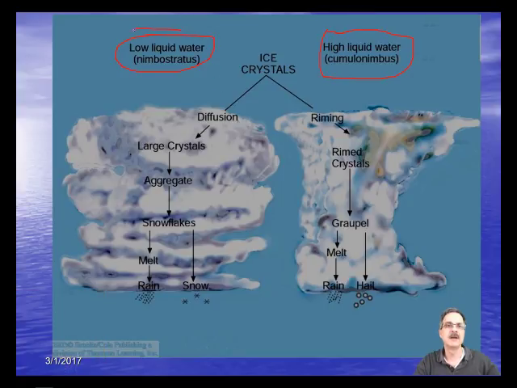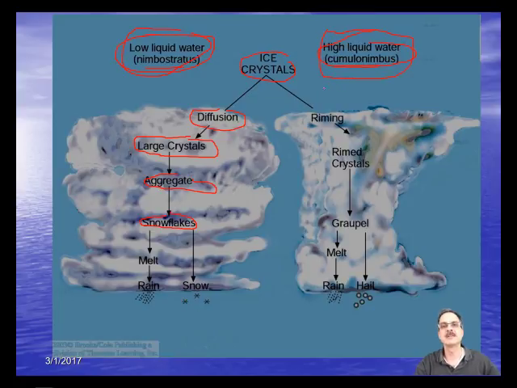Okay, so we have two types of clouds that we've talked about before. We have the low liquid water clouds, or the nimbostratus, and the high liquid water clouds, the cumulonimbus. Everything starts as ice crystals, except in the low liquid water clouds, these ice crystals are diffuse, and then they collide and create larger ice crystals. They use aggregation to grow, and then we get our snowflakes. Now, depending on the environmental lapse rate in the bottom part of the cloud, if it's warm enough, the snowflakes will melt and we'll get rain. If it's below freezing, the snowflakes will stay snow and we'll get snow.